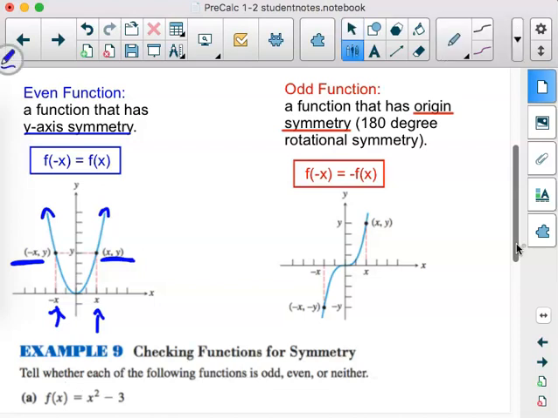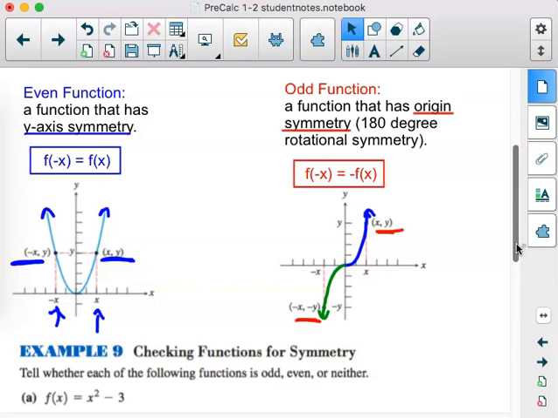So if we take this blue piece and visually turn it, it'll match the green. Now what happens to the coordinates when you do that? Well, any (x, y) becomes (negative x, negative y). So what that's going to do for us is if we put a negative x into f, when we get done, it's going to be the opposite of everything that we saw. So our job is to put negative x in for everything in a function.